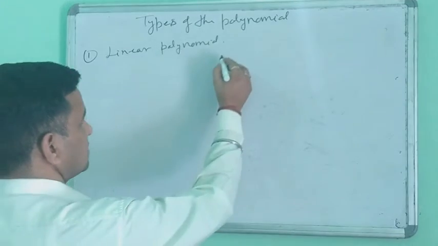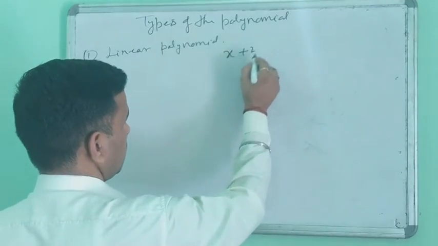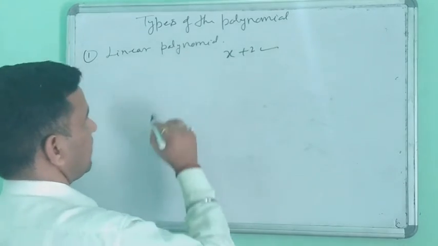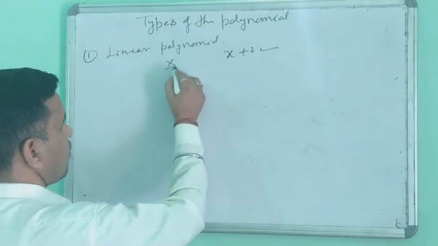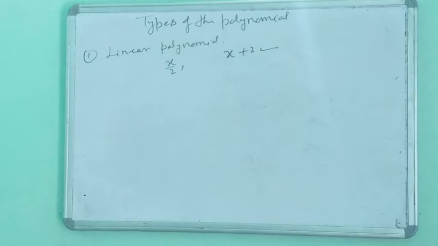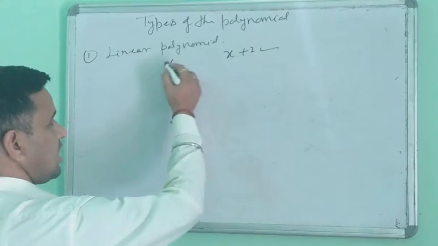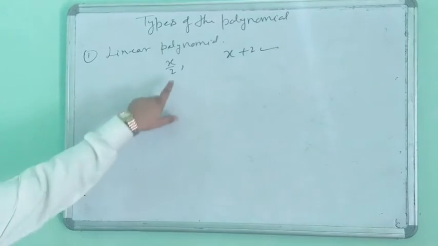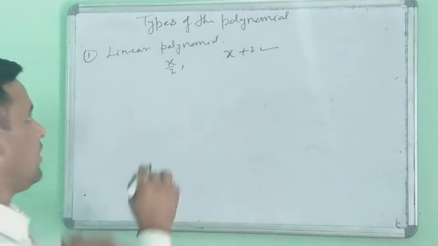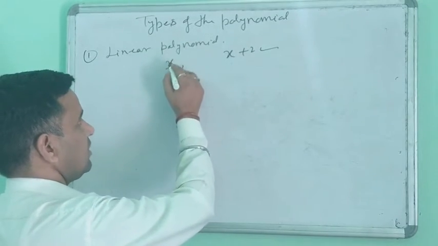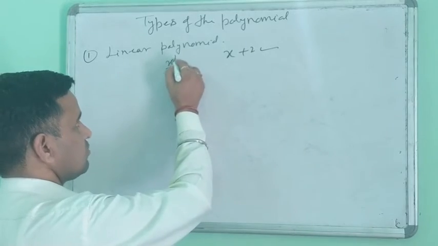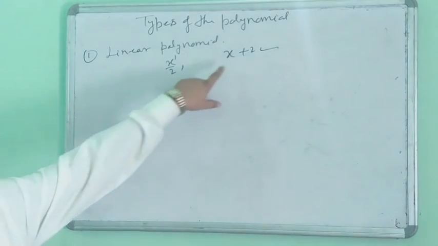It means suppose you write x plus 2, this is a linear polynomial. You can also write x upon 2, this is also a linear polynomial. This has two terms, this one has one term, but the number of terms does not matter here. Only the power matters. How much is the exponent of this? It is 1. This is called a linear polynomial.